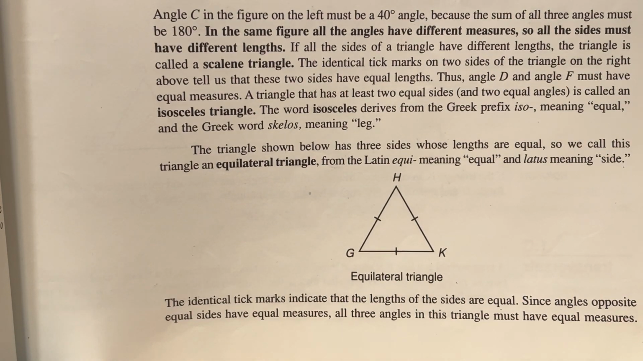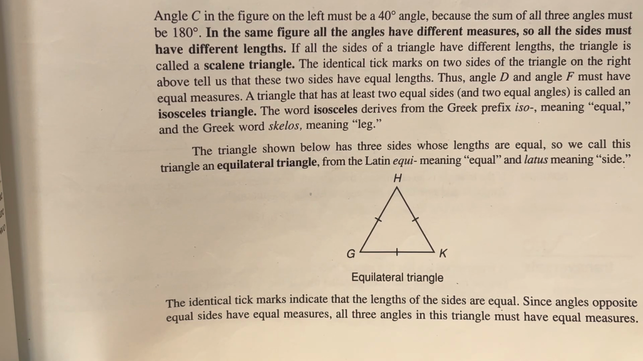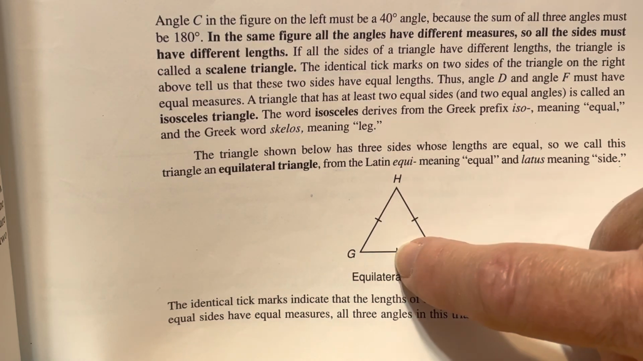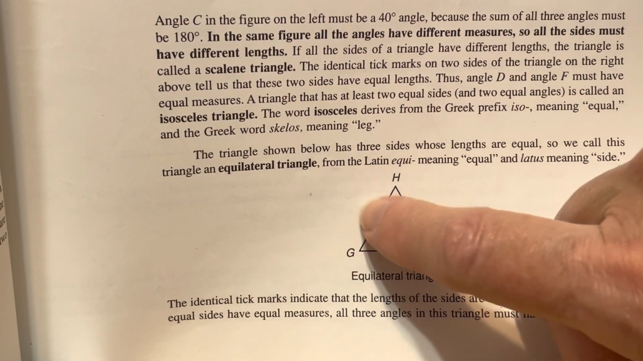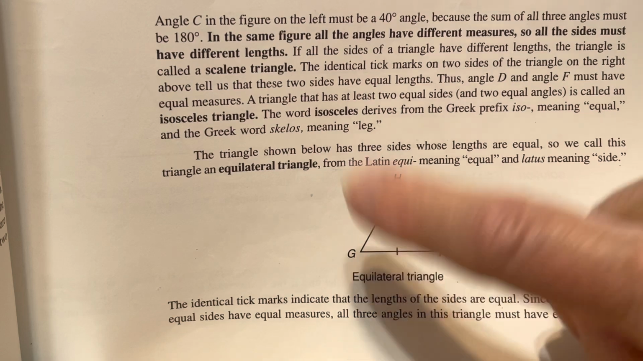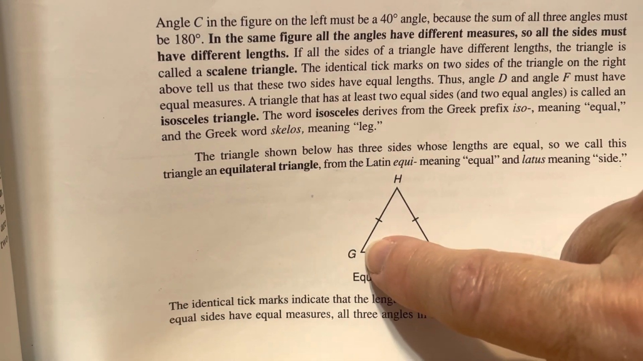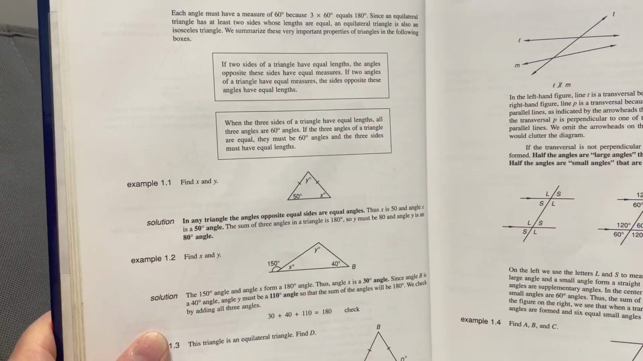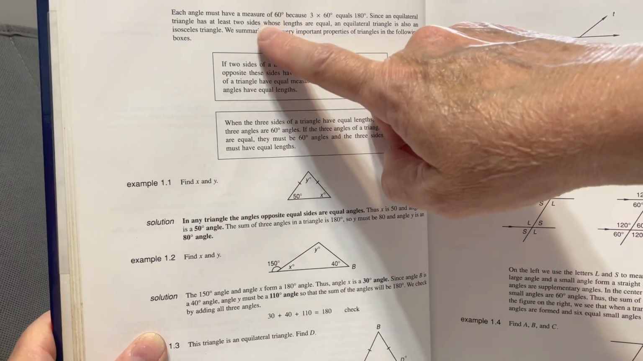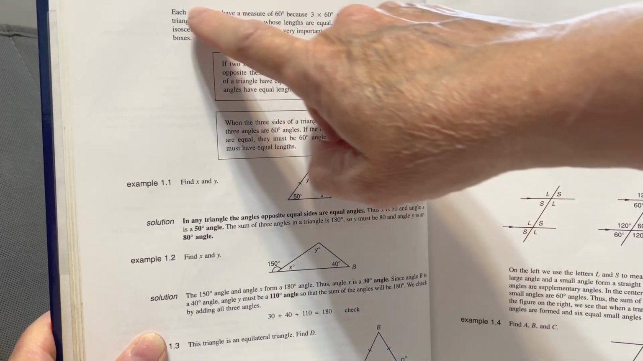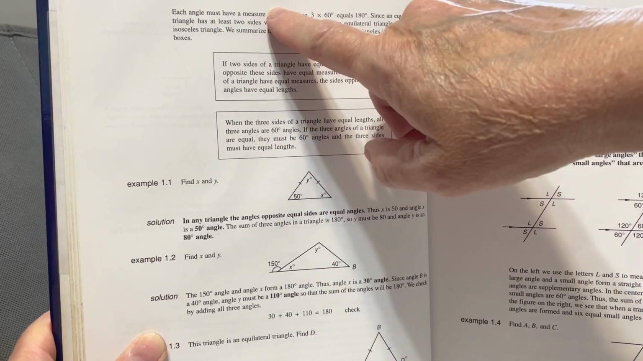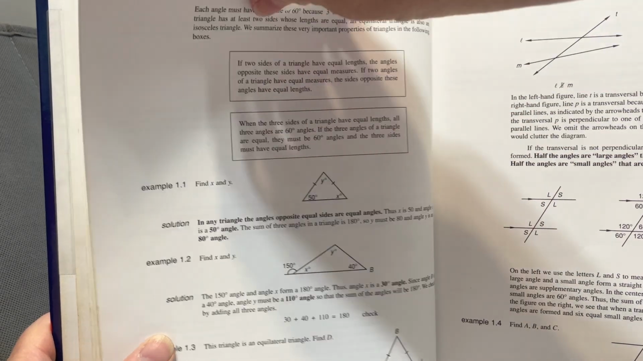There at the bottom of page 23 in your book, you have an equilateral triangle. Equilateral means all three sides are the same length, which means that all three angles will also be equivalent to each other. Now here at the top of page 24, it says each angle must have a measure of 60 degrees because they're talking about that equilateral triangle that we just saw on the page before.